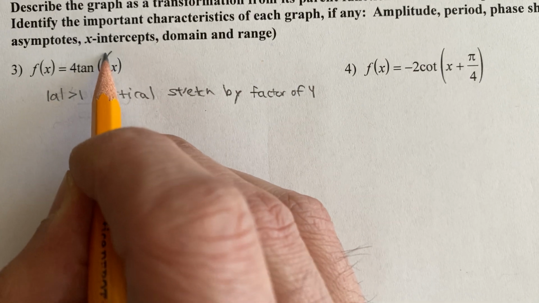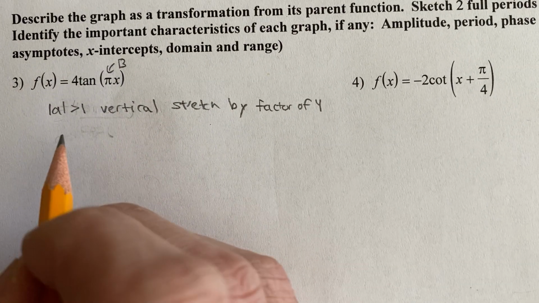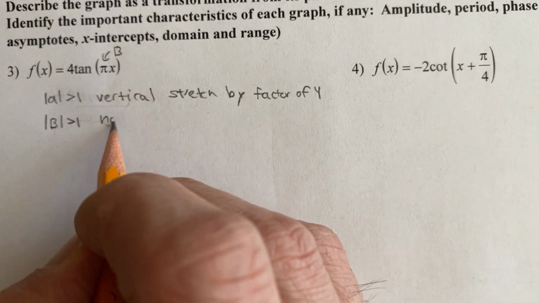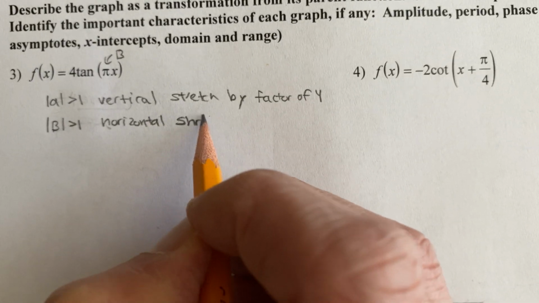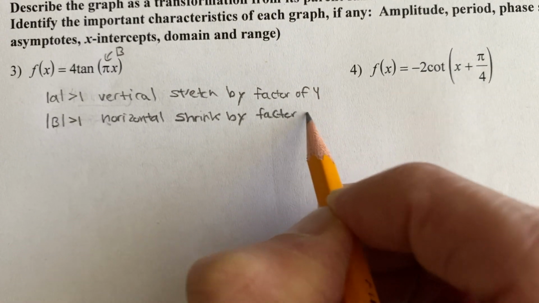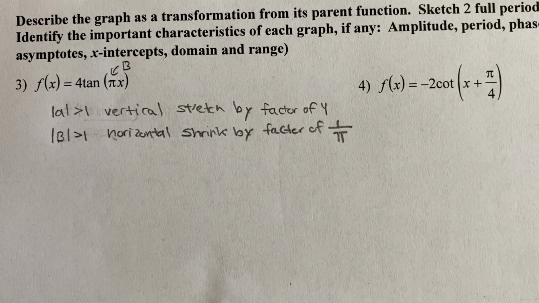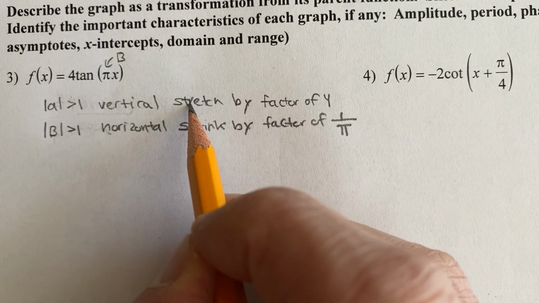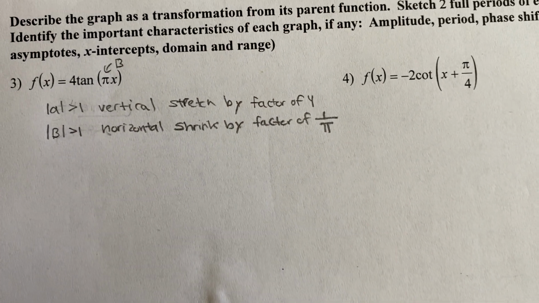Right, and then of course this is my B value. The B value tells you your horizontal shrink or stretch factor. The absolute value of B is greater than 1, so I say it's a horizontal shrink by a factor of 1 over B, okay, 1 over pi. So go back and review your transformation notes if you forgot what those are.